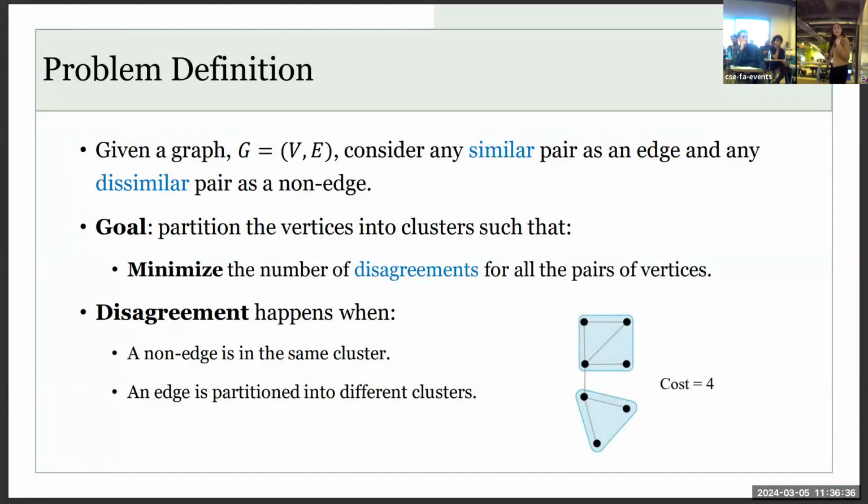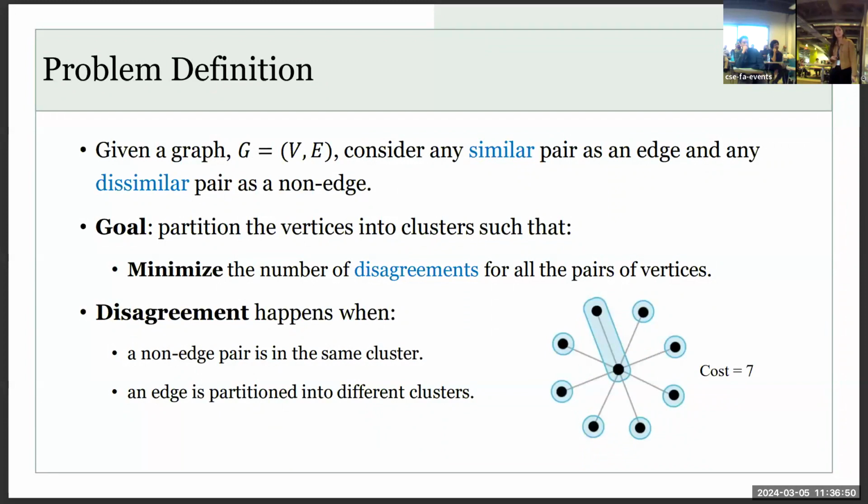For example, here we have to pay for all the non-edges inside each cluster and for any edge between two clusters. So the total cost here is 4. And in this example, we have to pay a cost of 7 for any edge between any of these two clusters.